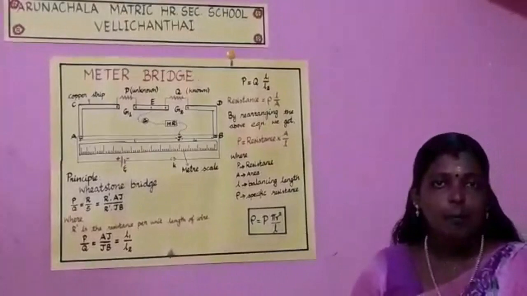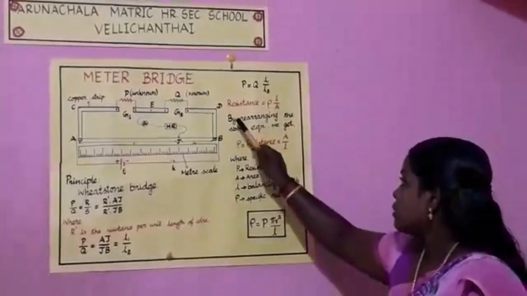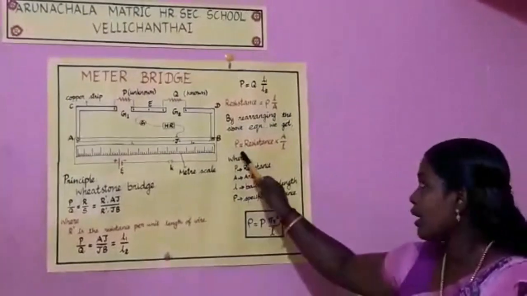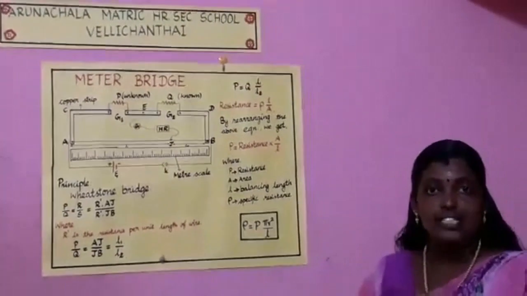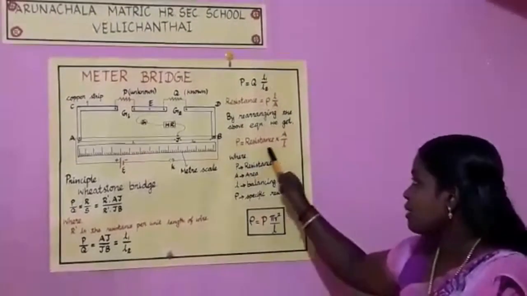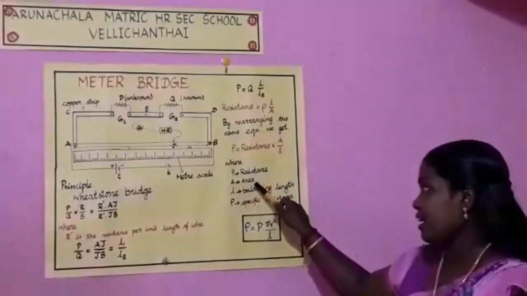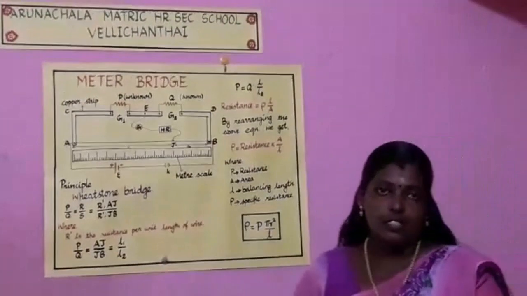What is L? Balancing length. What is A? Area. Okay. By rearranging the above equation we get rho equal to resistance into A by L. So already we know this equation, where P is the known resistance, A the area, L the balancing length and rho the specific resistance.